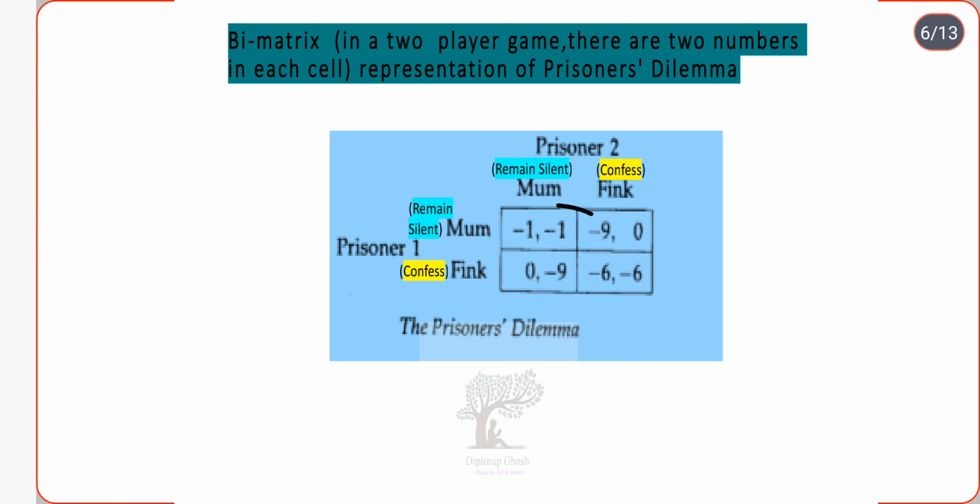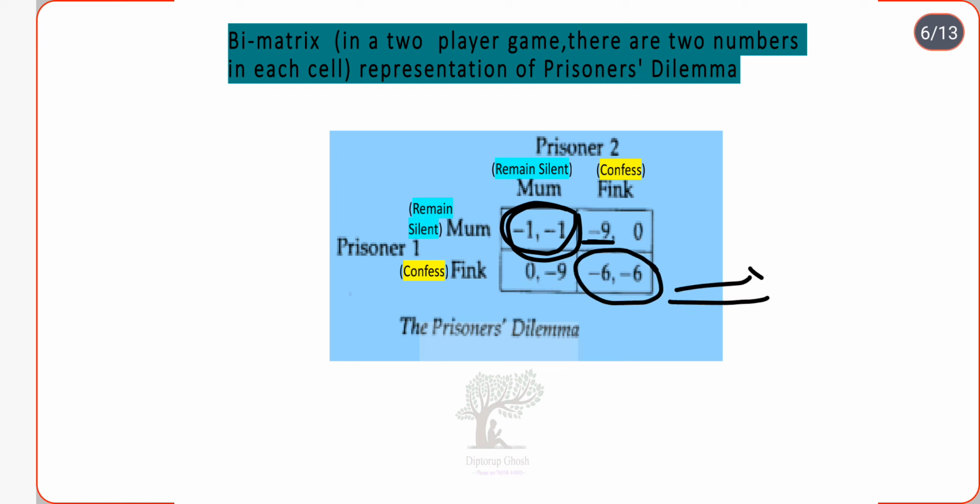This -1 outcome is Pareto efficient. Because if you want to make prisoner 2 better off, prisoner 1 will be converted into a worse off situation. If you want to make prisoner 1 better off, that is 0 years of imprisonment, prisoner 2 will be in a worse off situation. And in this strategy they are both getting worse off. So this is our Pareto efficient outcome and this is our Pareto inefficient outcome.